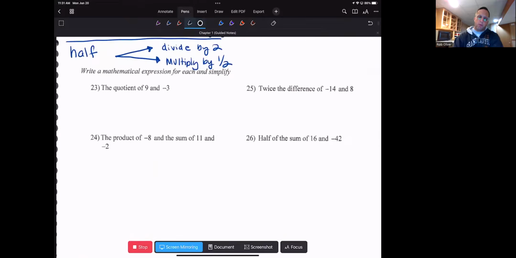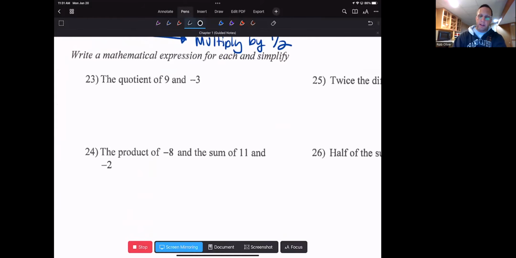So for number 23, the quotient of 9 and -3. That means division. And when it comes to division, pay attention to the way it's worded, because the wording tells you exactly the way you want to order the problem. So for this one, we want to do 9 divided by -3, because 9 is mentioned first and -3 is mentioned second. So this means 9 divided by -3, top divided by the bottom, which is -3.